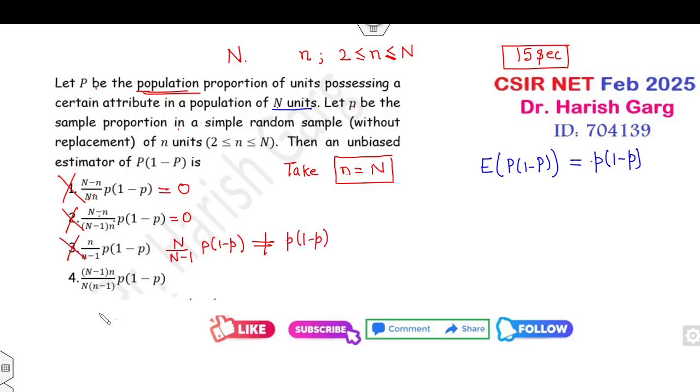So the third option is also cancelled. And look at the fourth option. If you take n is equal to capital N, this will be cancelled. This will be cancelled. It is 1 minus p, and that satisfies this condition. That means D is the only option left, the right answer of the problem.